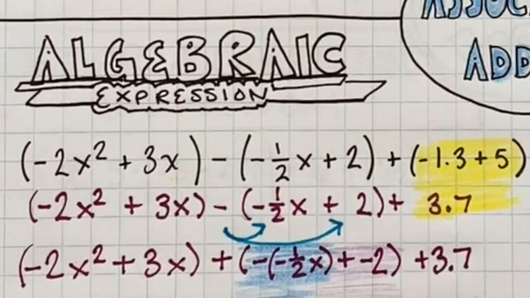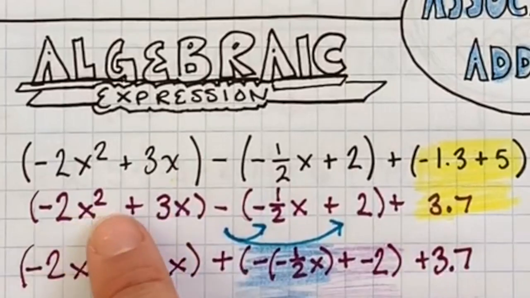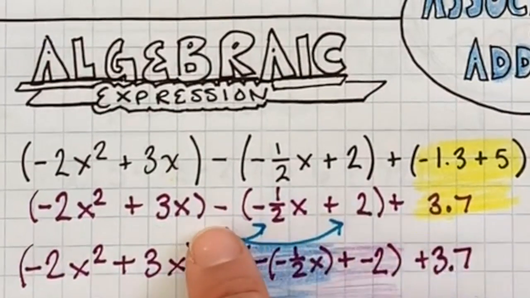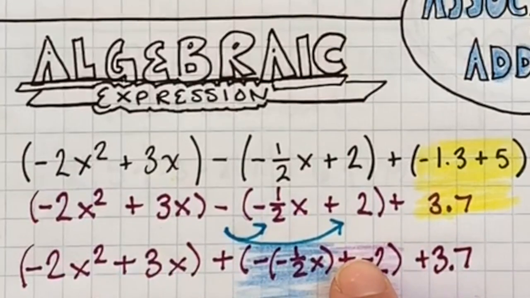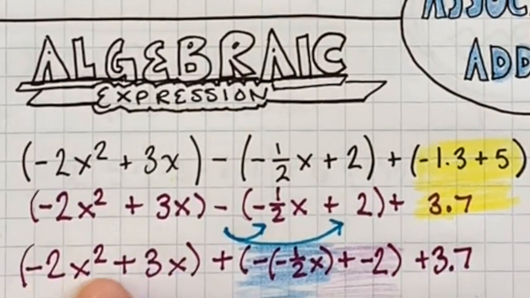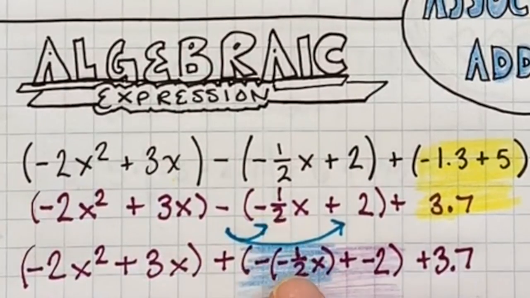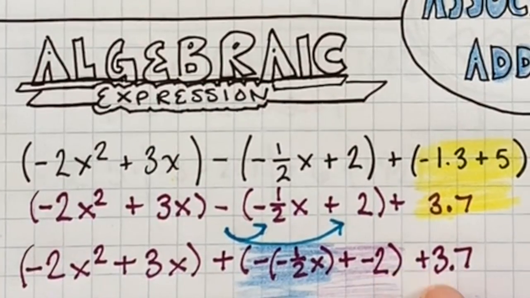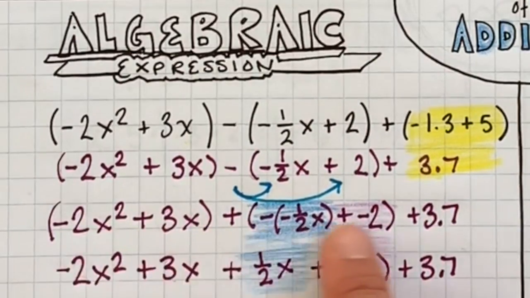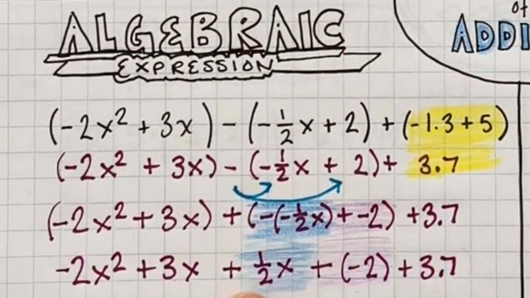Before we can apply the associativity property of addition, I need to make sure all the terms are separated by addition. So again, I'm going to distribute the negative and rewrite this as a sum of opposites. The quantity negative 2x squared plus 3x plus the opposite of negative 1/2 x plus the opposite of 2 plus 3 and 7/10. Now that everything is addition, I can simplify negative 1/2 x a little further. The opposite of a negative is positive.